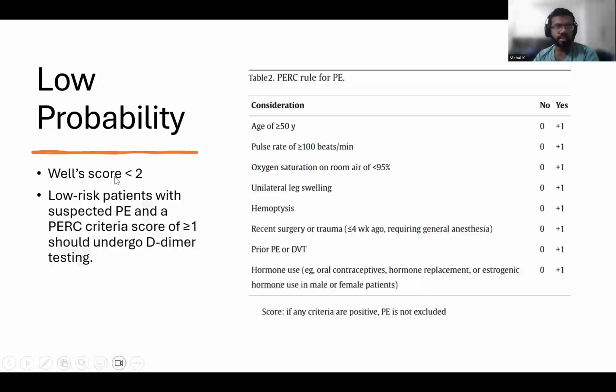And if the Wells score is less than 2, then you go for the PERC group. In the PERC group, if anything is positive, then you have to go for the D-dimer. So: age more than 50, tachycardia, saturation less than 95, unilateral leg swelling, hemoptysis, recent surgery, prior PE/DVT, hormone use. Don't try to memorize this by heart. Everything is available on MDCalc. Just keep the concepts in mind.